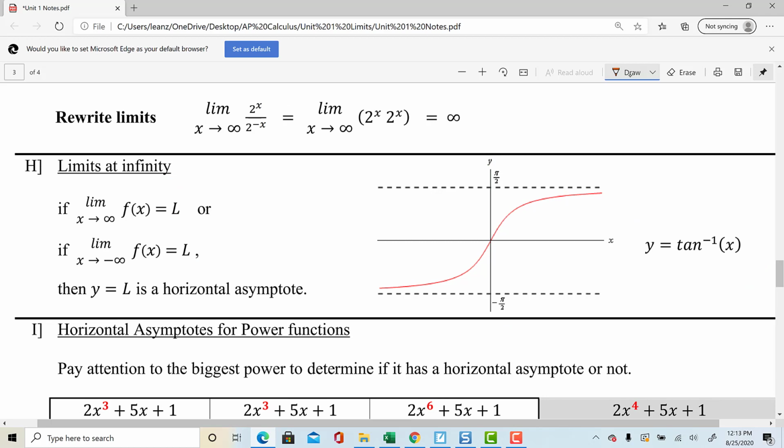Okay, but it's important to note that if you're looking for a horizontal asymptote, you have to look at the limit as x goes to infinity. That means what is happening on the right side as x goes to infinity. Is it approaching a certain value? But you also have to look at the limit as x goes to negative infinity of that function. So what's happening on the left side, because sometimes you get a different answer.